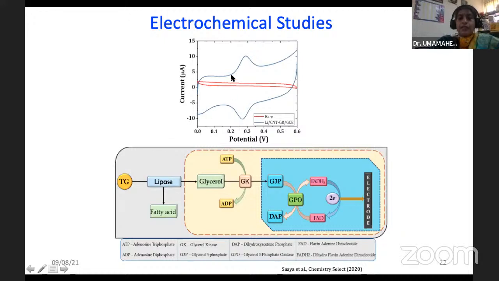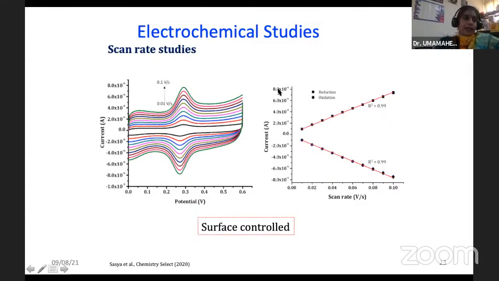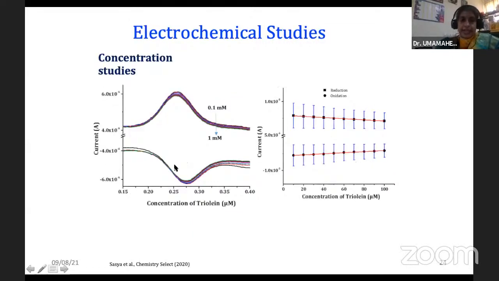You can see that when we used the enzyme mix with the carbon nanotube graphene nano interface, there is a drastic increase in the current recorded when compared with the bare glassy carbon electrode. We used these preliminary data to generate the electrochemical parameters in the presence of the analyte, that is triolein. We were happy to note that the reactions are all surface controlled based upon scan rate studies. And we also did the concentration studies.